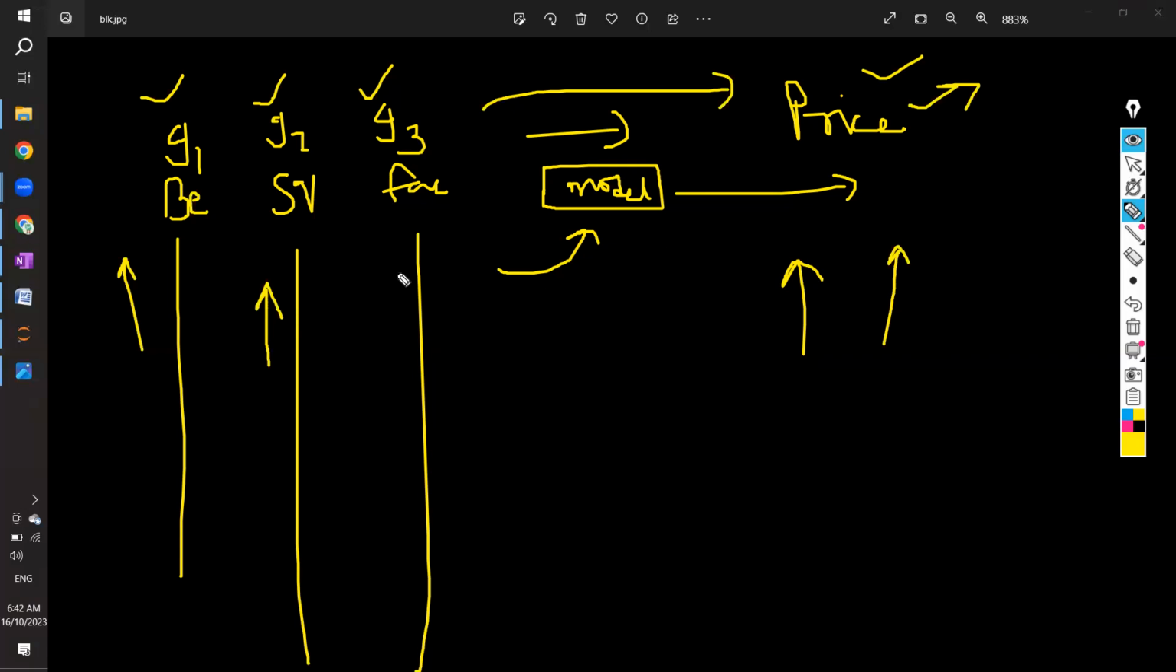If the facing is changing, that should affect the price. Fine. So only then can there be some relationship that you can study, and then you can make some parameters.